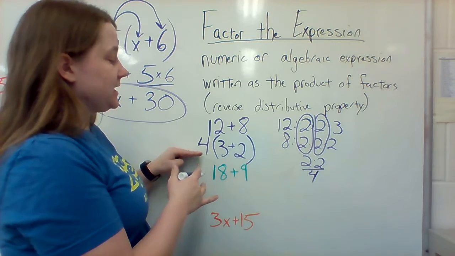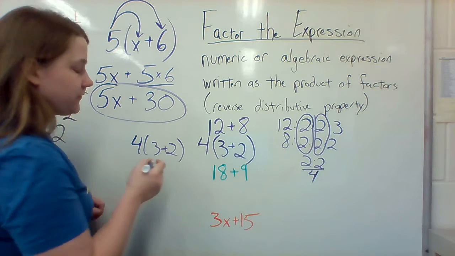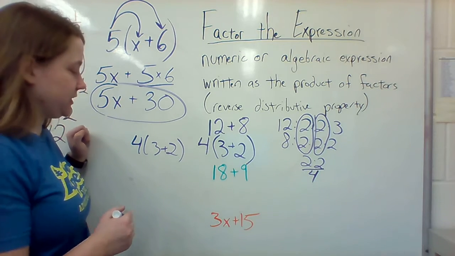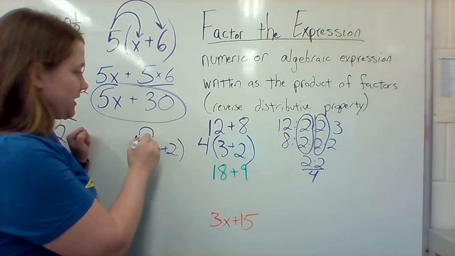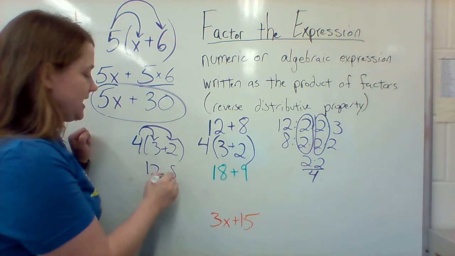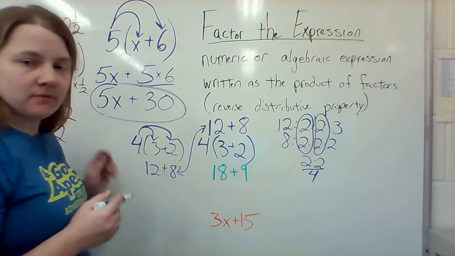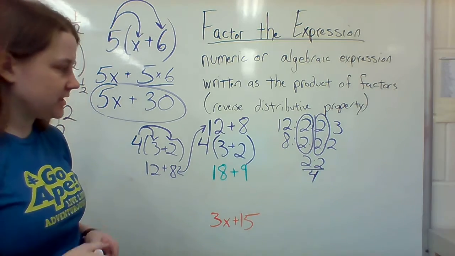So what this means is if I take 4 times the quantity of 3 plus 2, and if I multiply these together, 4 times 3 is 12, 4 times 2 is 8, I get the same thing as before. It's like reverse engineering this.